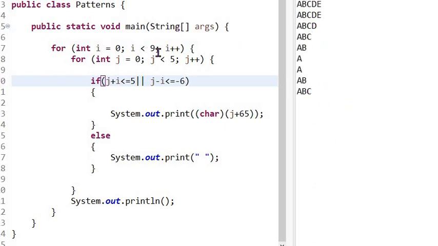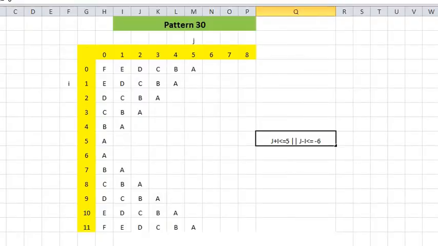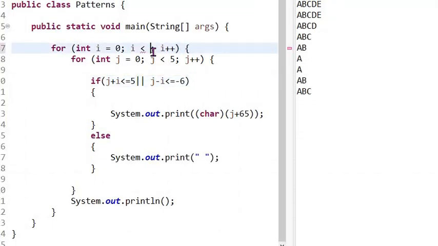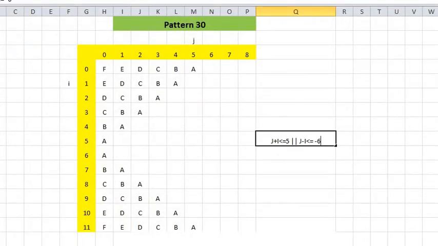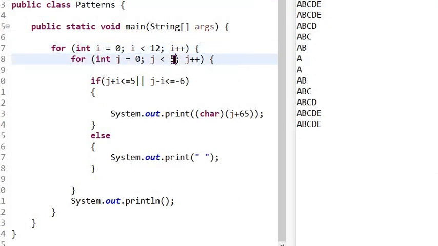Absolutely correct. Okay. Next, the value of I is less than 12. And it is less than 6. Correct? So this is your pattern equation now. Pattern is absolutely correct. Now we have to print the values.